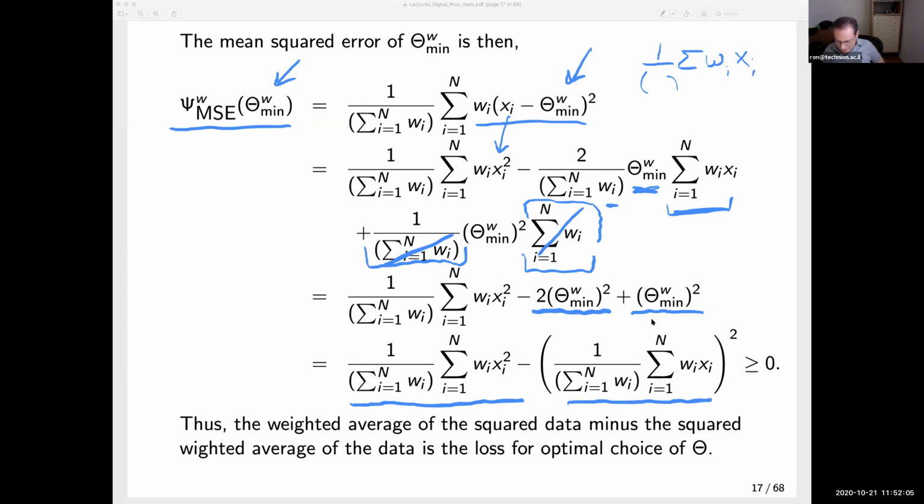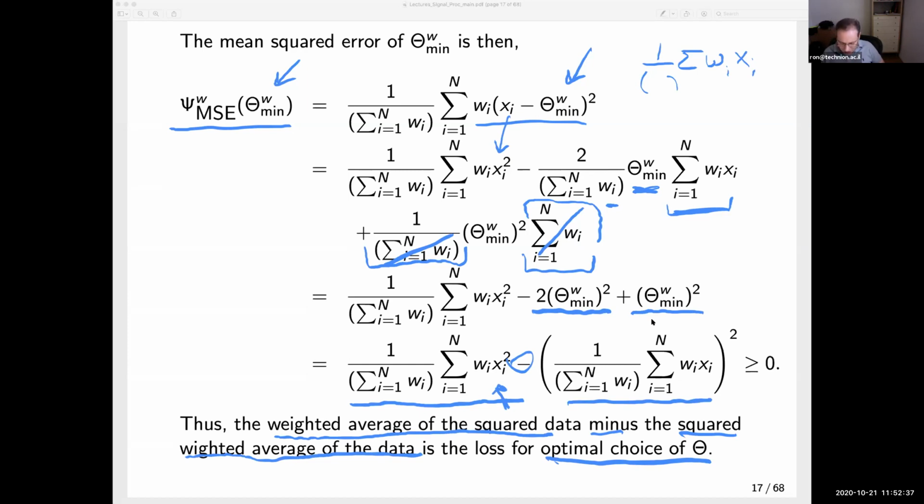So the weighted average of the square data minus the squared weighted average of the data is the loss for the optimal choice of theta. And it reminds us of what we have seen before. Now, everything we talked about until now can be cast into a probabilistic setting.